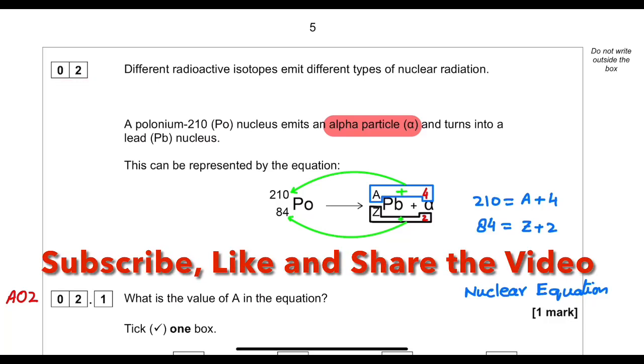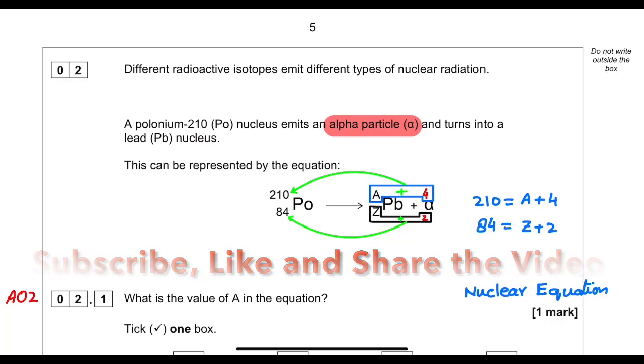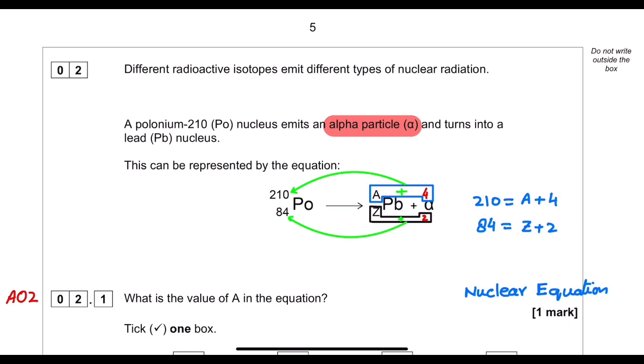Question number 2. Different radioactive isotopes emit different types of nuclear radiations. Polonium-210 nucleus emits alpha particles and turns into lead, Pb. This can be represented by the equation: polonium gives lead plus alpha particles. 2.1. What is the value of A in the equation?